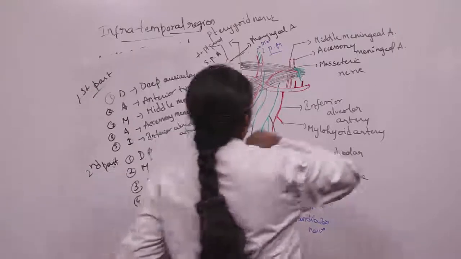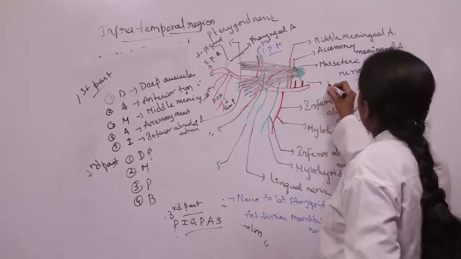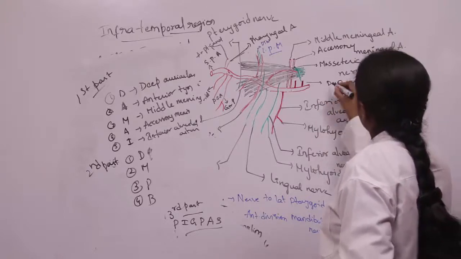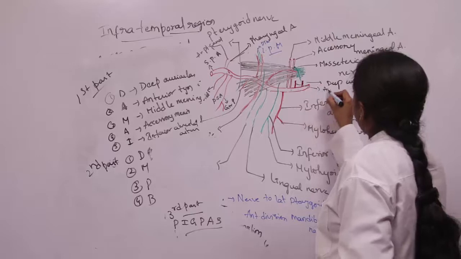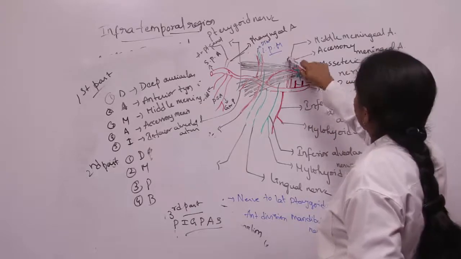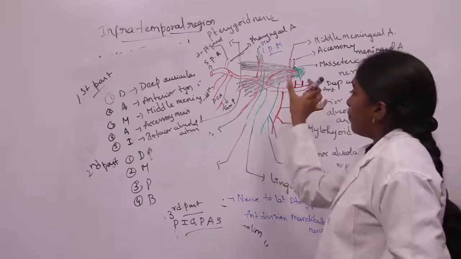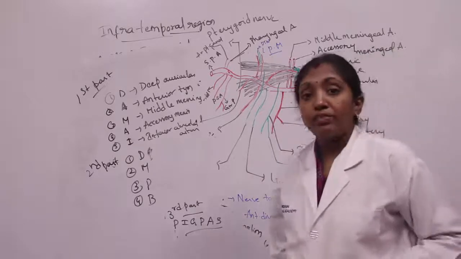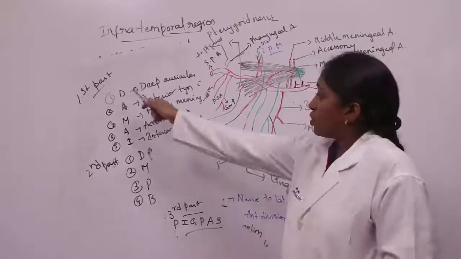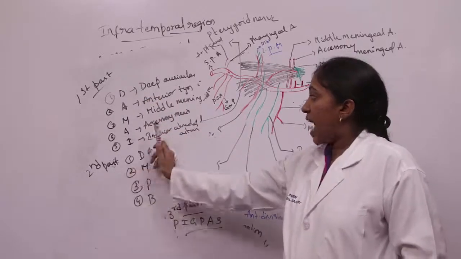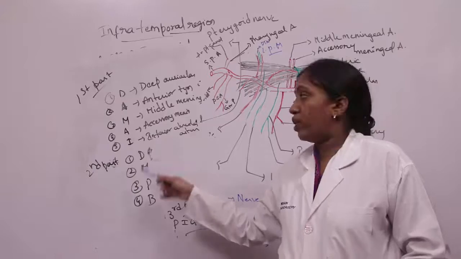So we can see the 5 branches here. This is deep auricular, this is anterior tympanic, this one is middle meningeal, accessory meningeal, and inferior alveolar. These are the 5 branches from the first part of the maxillary artery. Okay, so DAMAI: deep auricular, anterior tympanic, middle meningeal, accessory meningeal, and inferior alveolar.